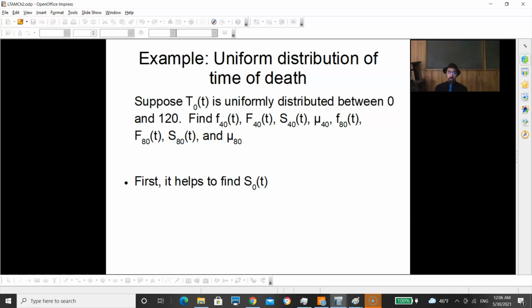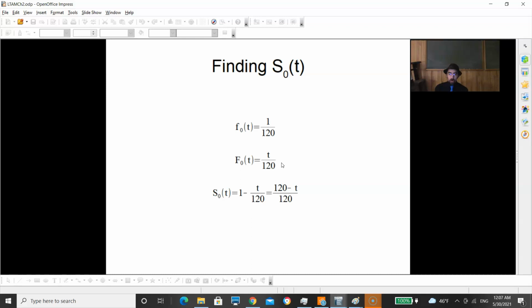Okay, so we're given that big T is uniformly distributed, and I need to calculate all those other functions. First, it helps to find the survival function of 0, S sub 0 of t, the probability that a newborn survives some amount of time. So, knowing what we know about uniform distributions, we know that the probability density function is just 1 over 120, where 120 is the width of the interval.